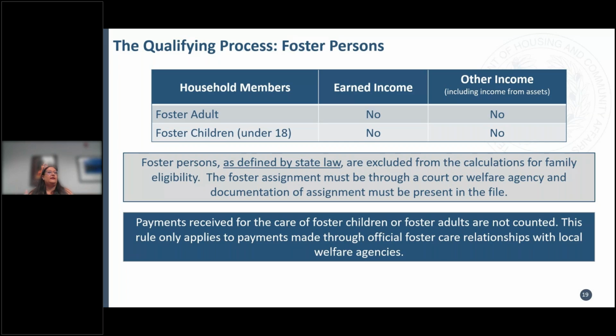Maybe I needed a 2 or a 3 bedroom instead of just a 1 bedroom if it was just going to be myself. Payments received for the care of foster children and foster adults are not counted. This rule only applies to payments made through official foster care relationships with local welfare agencies, and you need to have that documentation in the file.